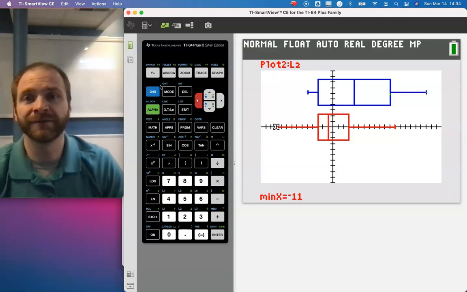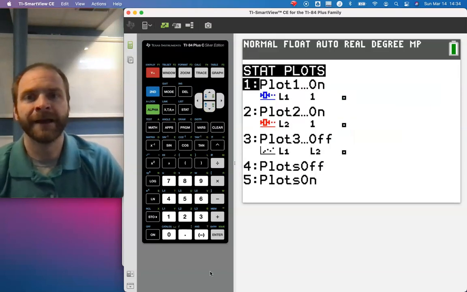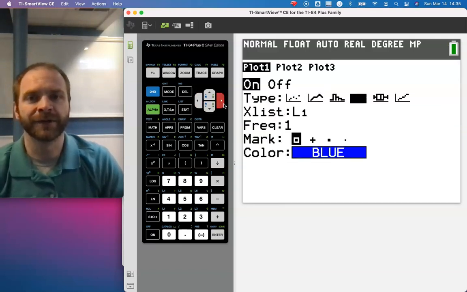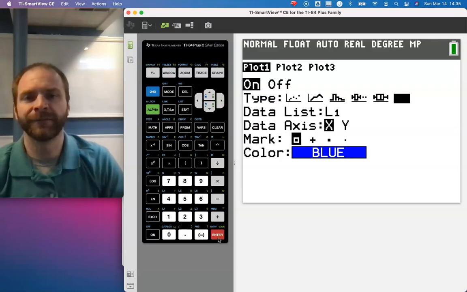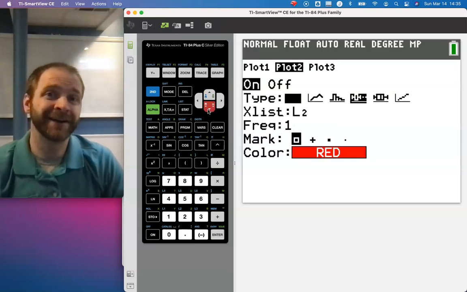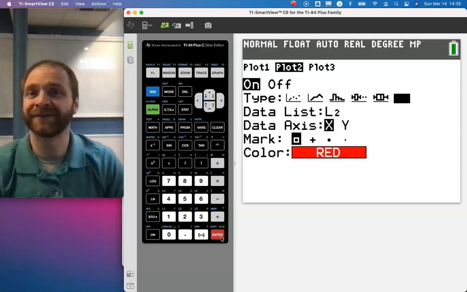Now you could also, I go second stat plot. I can go here, and I can choose a normal probability plot. So I go all the way over here at the last one, normal probability. And then I'm going to hit the up arrow and do the same thing for plot 2. Now with a colored calculator, while I'm doing this, it's really easy to see the difference in them.